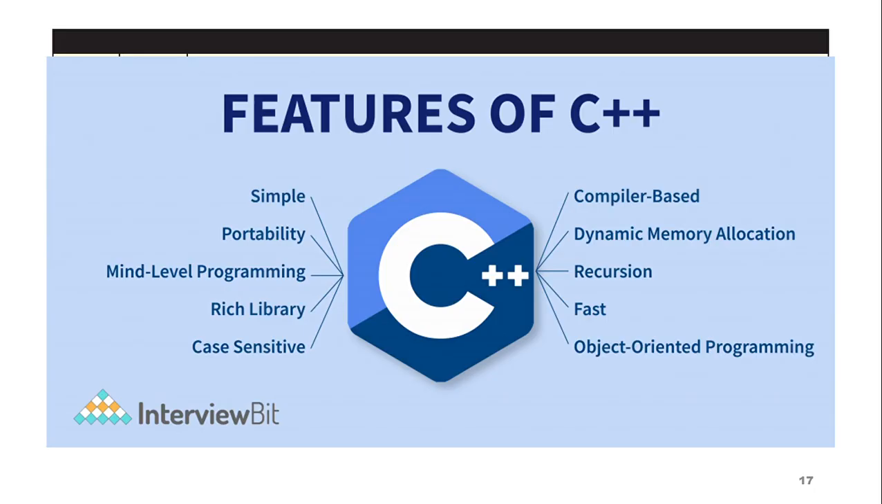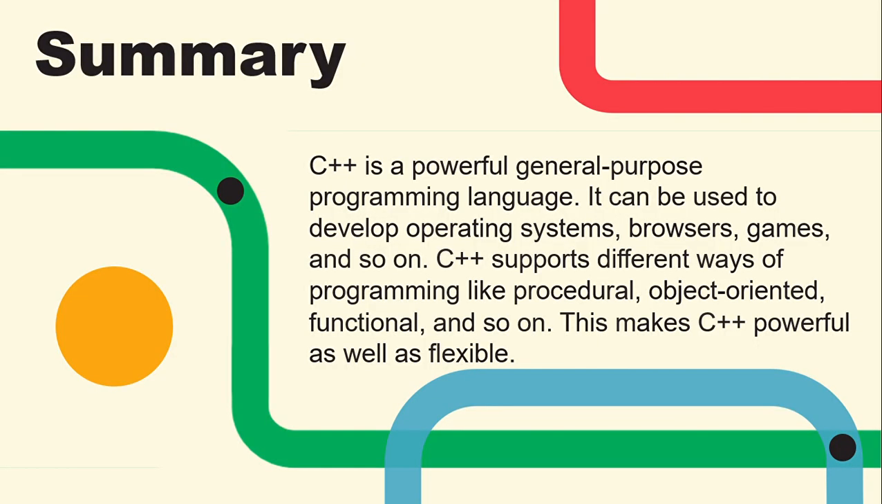Features of C++: it is simple, it is compiler based, it is object oriented, and so many important features are there in C++. C++ has many powerful features which we have already seen in our video. I think you have understood all these features.